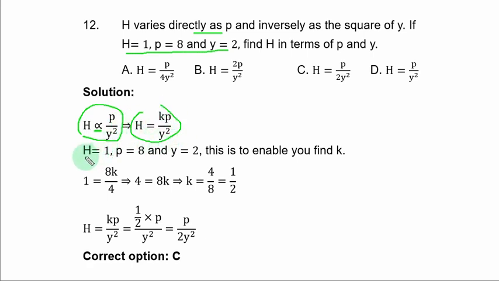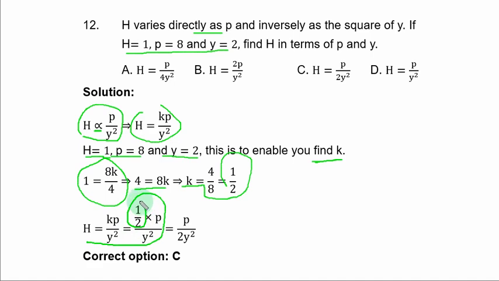The reason why H is equal to 1, P is equal to 8, and y is equal to 2 is to enable you find k. So you replace H, P, and y with their respective values in this formula. If you clear fractions, you have 4 equal to 8k, and k is 4 over 8. If you reduce, you have 1 over 2. So you write the formula and you replace k with 1 over 2 in this form. Now 2 is the denominator, it can come down and multiply y squared. So you have P over 2y squared. C is the correct option.